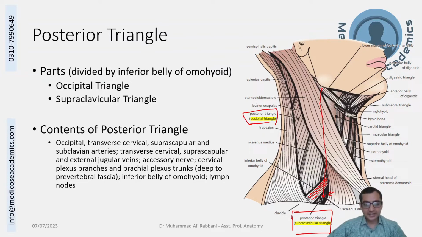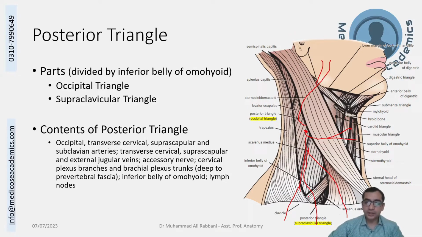Then there are the cutaneous nerves. You saw the cutaneous nerves emerging from right here. The one going to the front, the transverse cervical; the one going below, the supraclavicular; the one going up, the greater auricular; and the one going to the back, lesser occipital. All of these will be the components of this posterior occipital triangle.